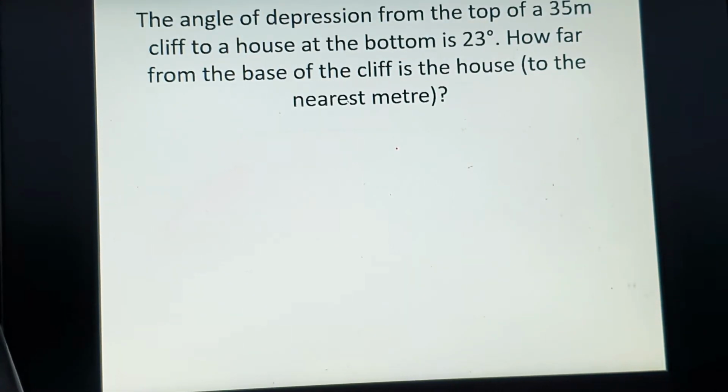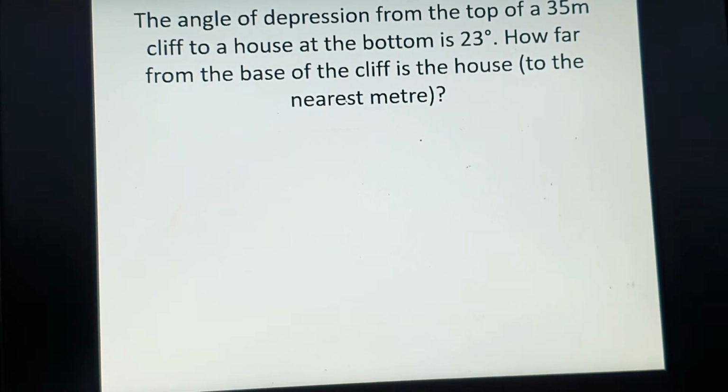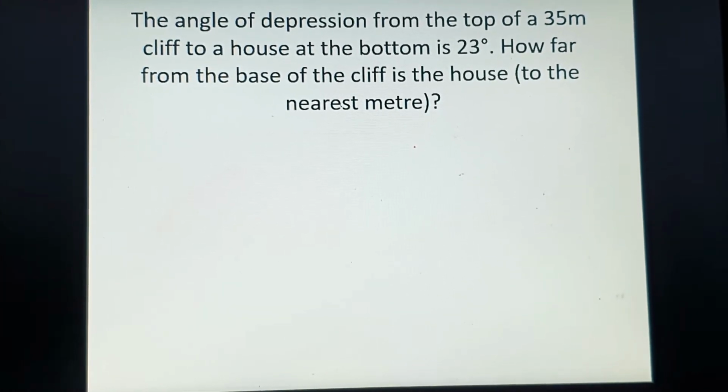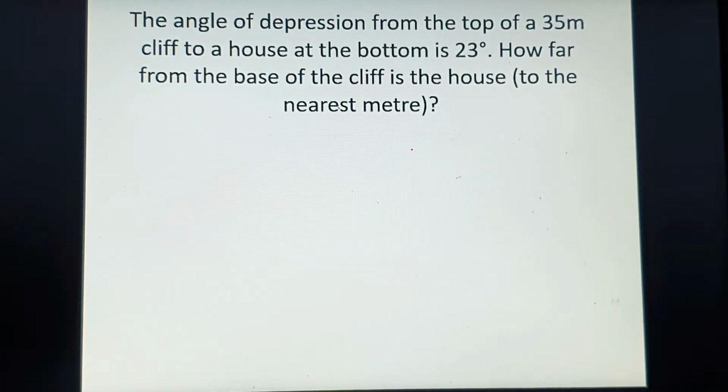Let's move on to the next example here. This is going to be fun. So we need to draw out a diagram. It says the angle of depression from the top of a 35-meter cliff to a house at the bottom is 23 degrees. How far from the base of the cliff is the house to the nearest meter?